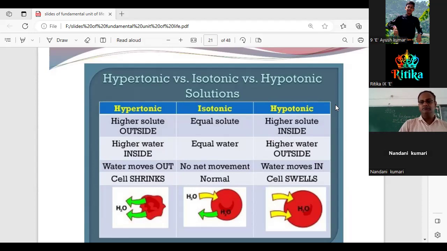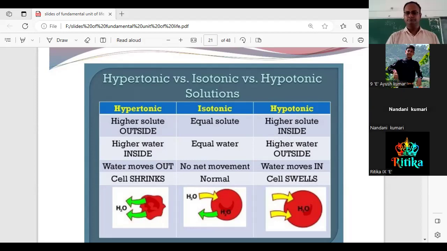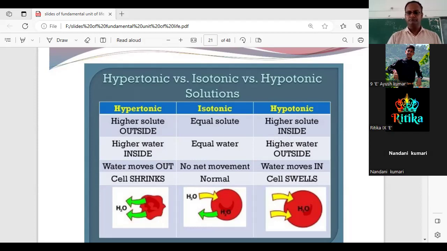Ritika, unmute yourself. Yes, Ritika, you can unmute yourself. I have given you the option. Yes, sir. Differentiate between the three solutions.